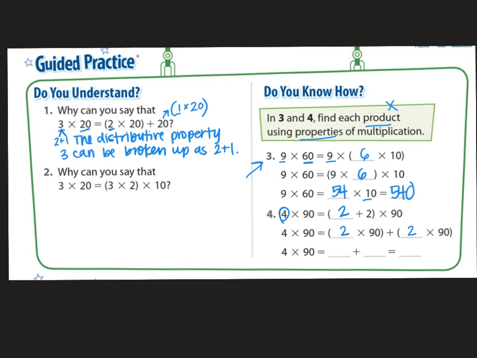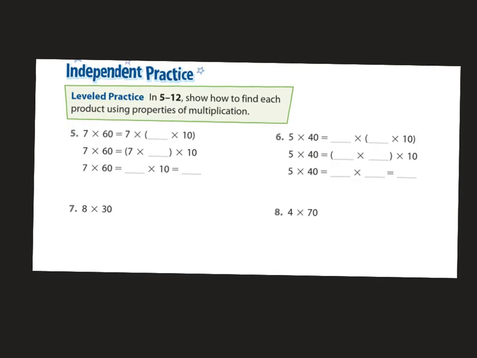So what is 2 times 90? All right, well, I know that 2 times 9 is 18. So if I add in my 0, I get 180. And then the same thing over here, I also get 180. So if I add those two numbers together, 180 plus 180, that gives me 360.